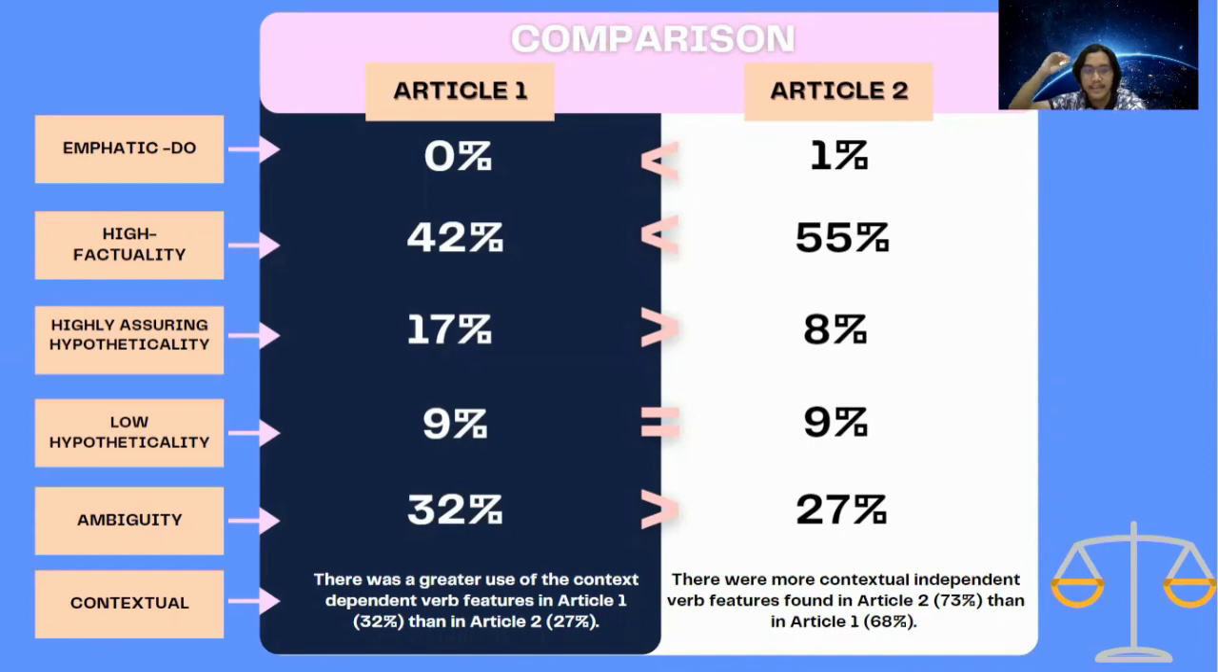And then regarding the contextual, there was a greater use of the context-dependent feature in Article 1 with 32% than in Article 2, 37%. However, in contrast, there were more contextual independent verb features found in Article 2, 73%, than in Article 1, 68%.